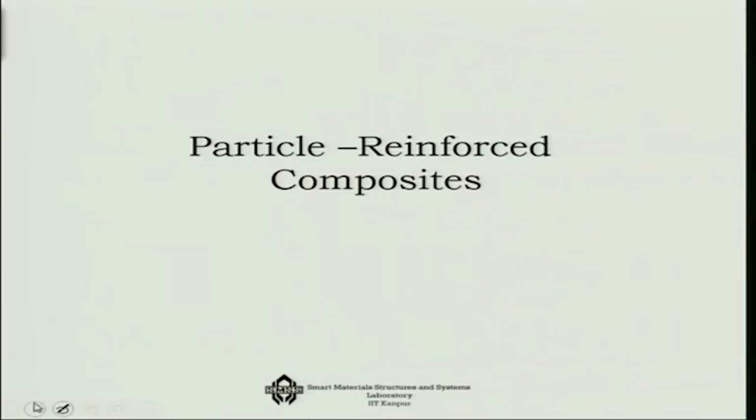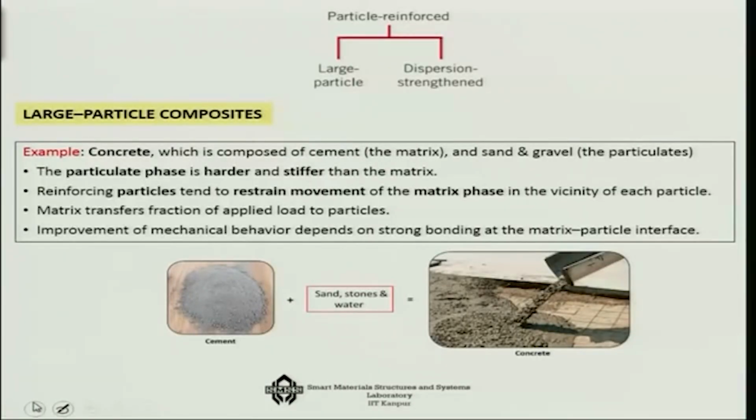Now let's talk about the particle reinforced composites. I told you that there are two types of particle reinforced composites: the large particle composites, which are like concrete, for example, which is composed of cement as the matrix and sand and gravel. The particulate phase is harder and stiffer than the matrix, and the reinforcing particles tend to restrain movement of the matrix phase in the vicinity of each particle.